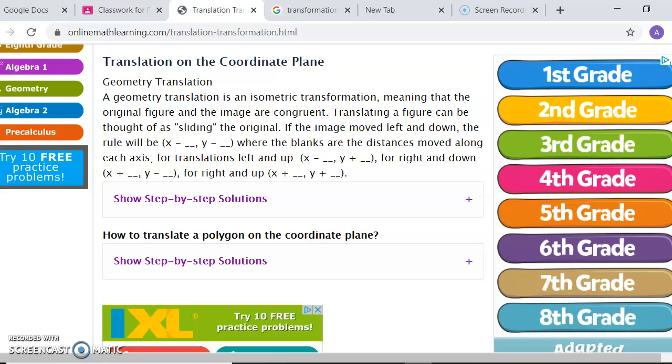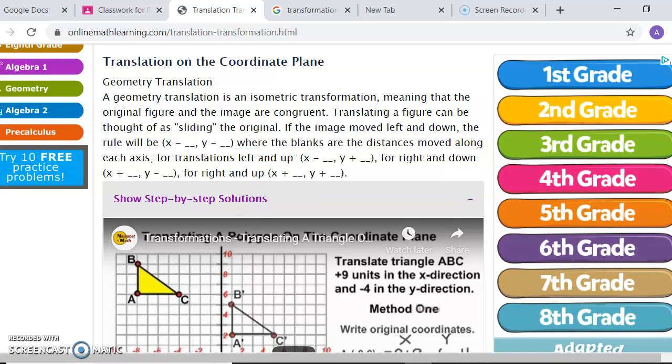If the image moves left and down, the rule will be x minus whatever, y minus whatever, where the blanks are the distance moved along each axis. For translation left and up, you have x minus whatever units, y plus. For right and down, it'd be x plus, y minus. Right and up, it'd be x plus, y plus.